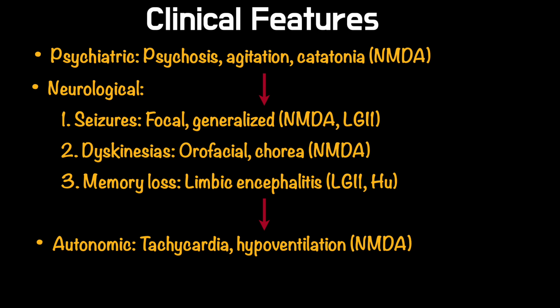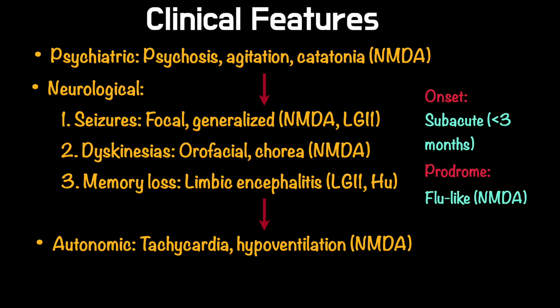Autonomic clinical manifestations are also there, like tachycardia and hypoventilation. The onset is subacute, that is less than 3 months. And in the prodrome, these clinical symptoms are preceded by flu-like symptoms due to NMDA antibodies. So you have to remember that: in the prodromal phase, there are flu-like symptoms.